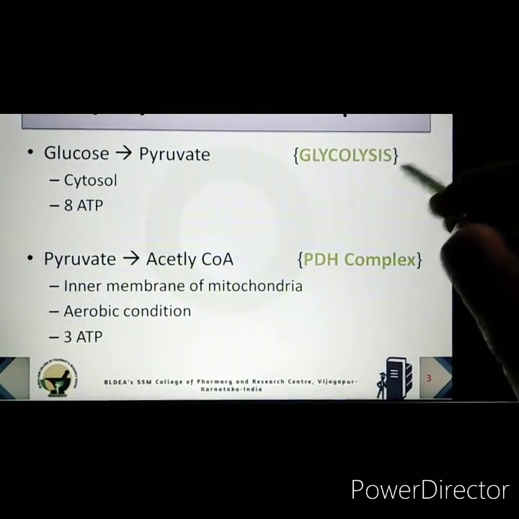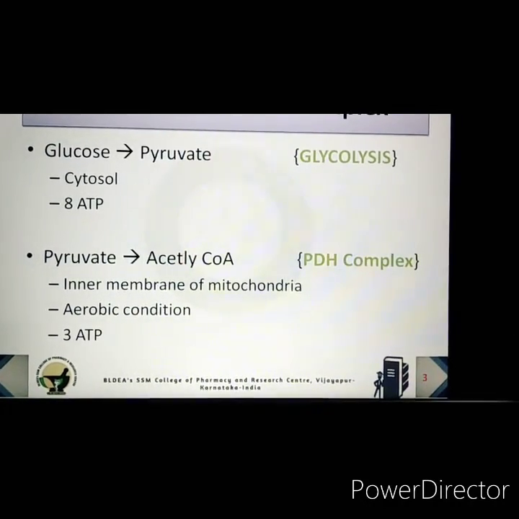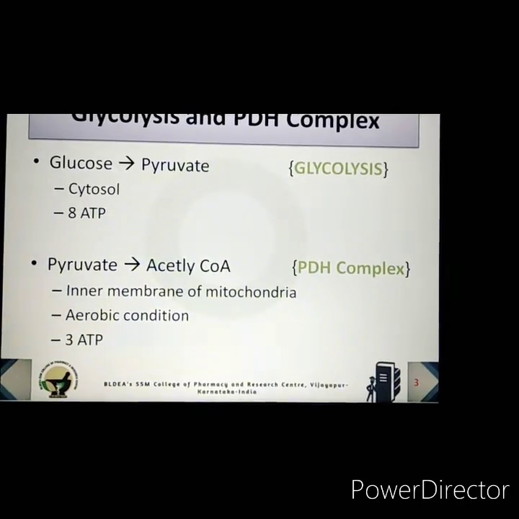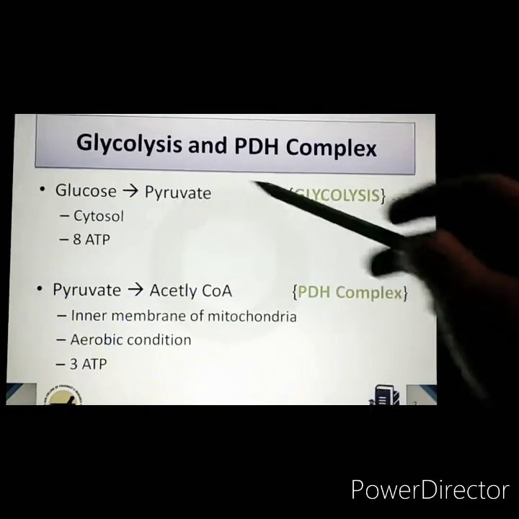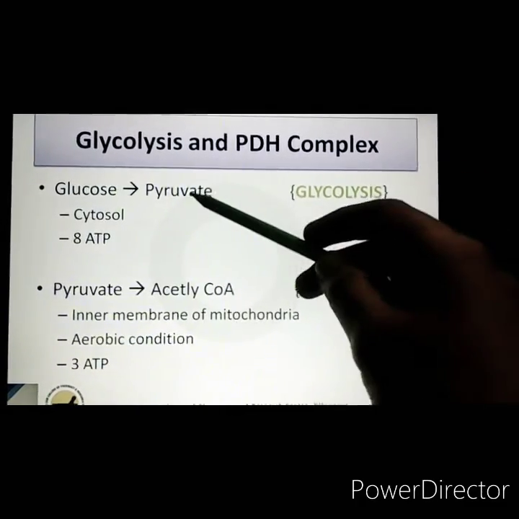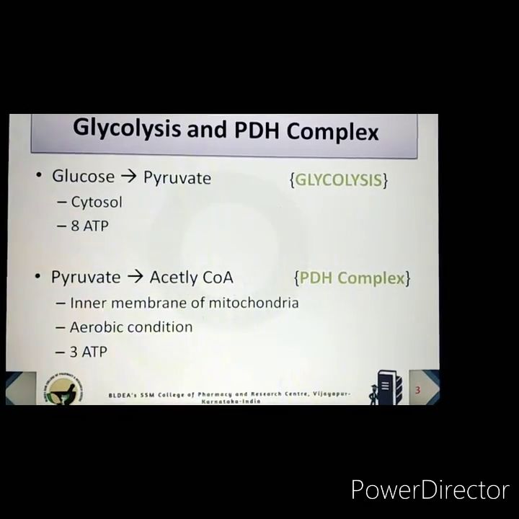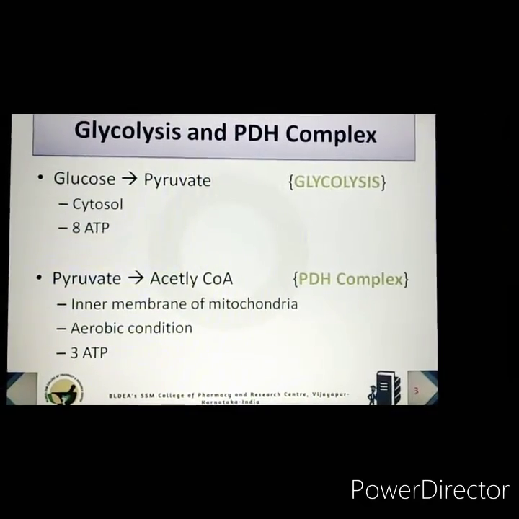And this glycolysis process takes place in 10 different steps, including 3 different phases: energy investment phase, splitting phase, and energy generation phase. Next, the pyruvate, whatever is formed because of the glycolysis, is transferred to the mitochondrial membrane, that is the inner membrane of the mitochondria, using different transport proteins.